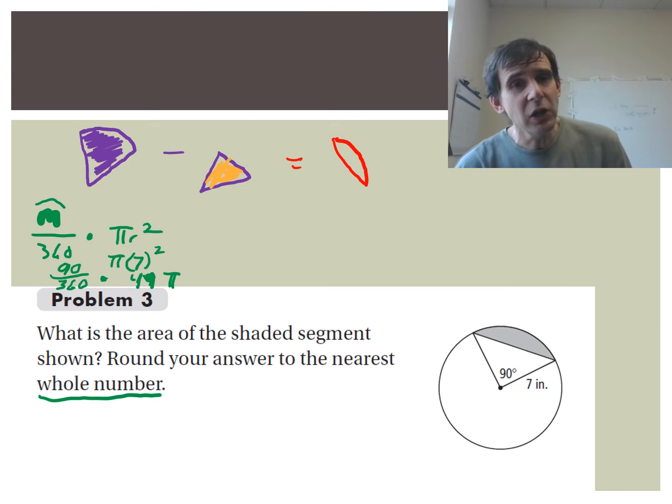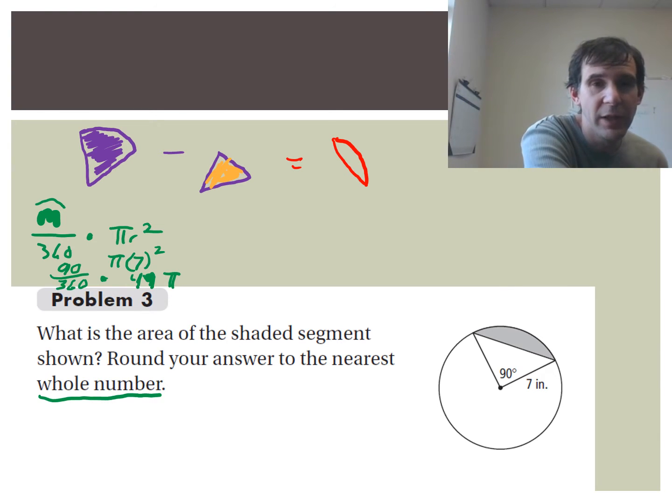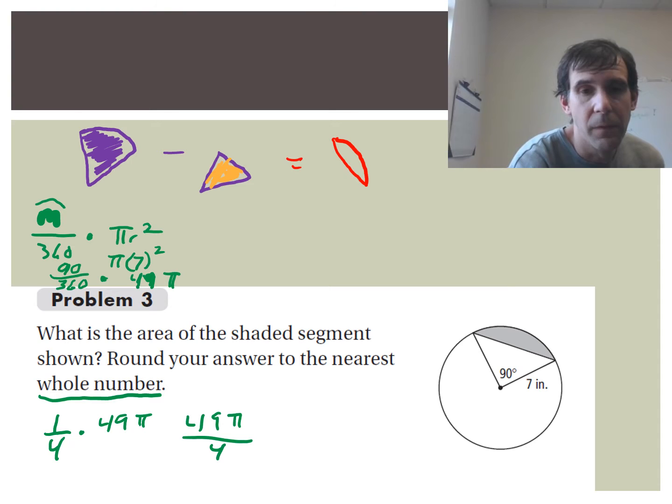Okay, so now what we've got to do is go ahead. And again, I'm not going to multiply and make my decimals yet, because I want to make sure that I minimize how much effect. So let me take the 90 divided by 360. I can divide 90 into both of those. I get 1/4. So that's going to be 1/4 times 49 pi. That's actually 1 times 49 pi. So it's going to be 49 pi over 4.